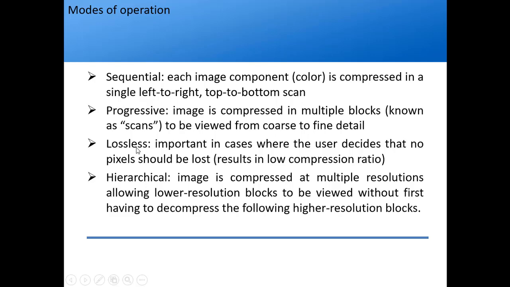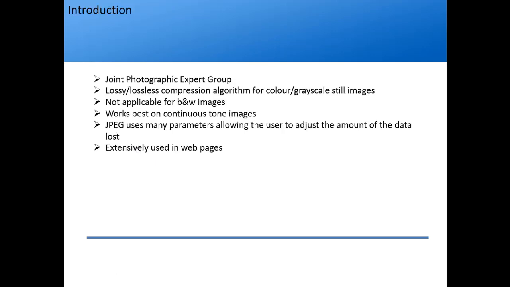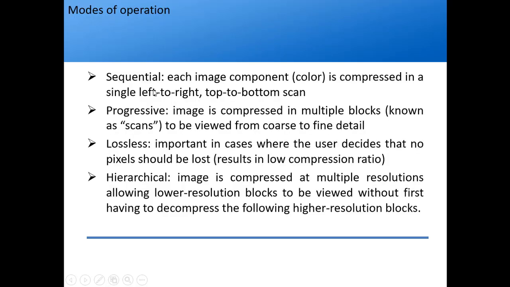Then we have a lossless technique. As we saw in the introduction, it is lossy, and very few people know it can also be a lossless compression algorithm. If it is lossless, it is important in cases where the user decides that no pixel should be lost. But what is the disadvantage? It will result in a low compression ratio. That is, if the file is 1 MB, we will have a compressed file of, let's say, only 0.92 MB. So there is only 0.08 MB compression.